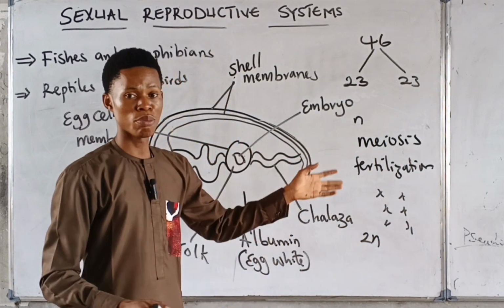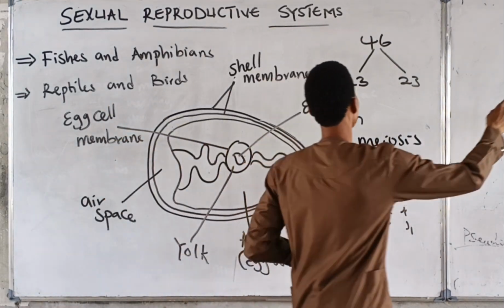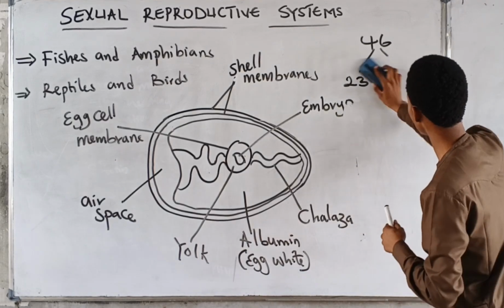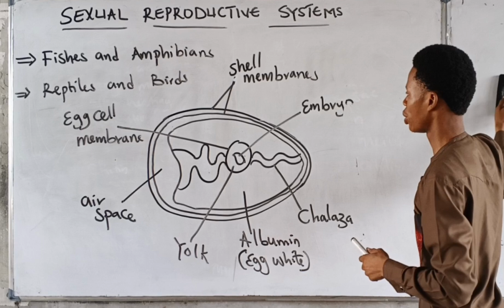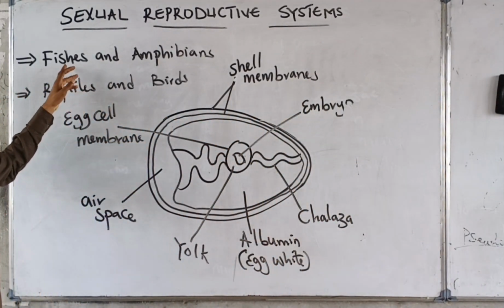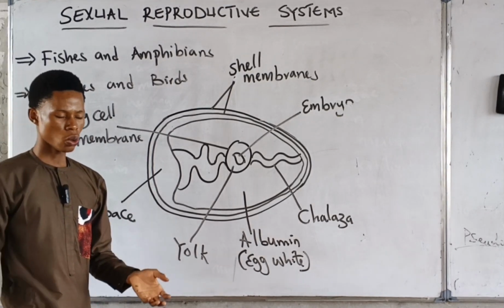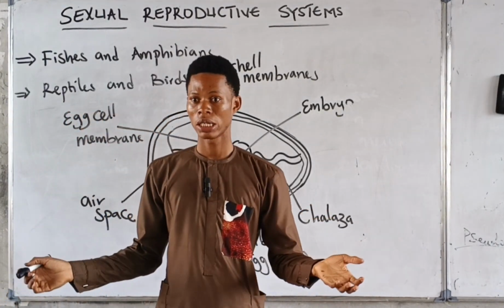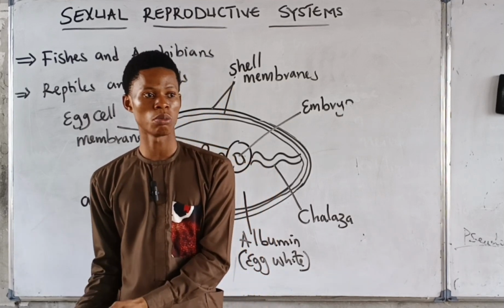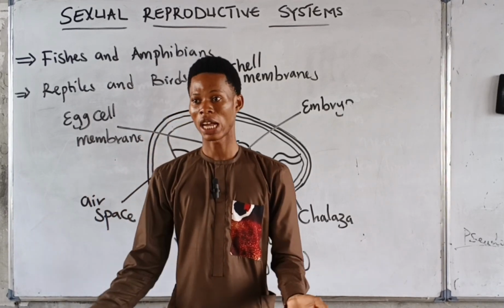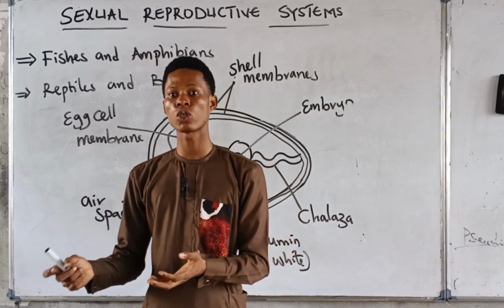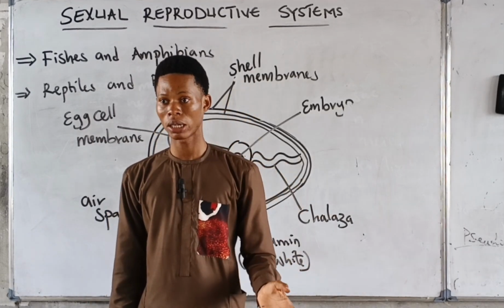Alright, so meiosis takes place before fertilization. We'll still come back to that when we take sexual reproduction in mammals, in humans. But first, let's look at the sexual reproductive system in fishes and amphibians. Fishes are aquatic, right? They live in water, is it not? Amphibians live in moist land and in water, right? They can live on land, but in their reproductive phase, when they want to reproduce, they spend their reproductive life in water.